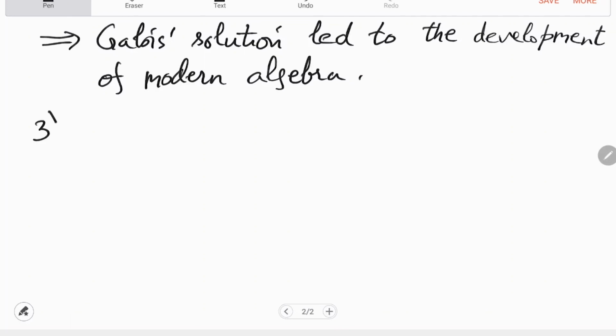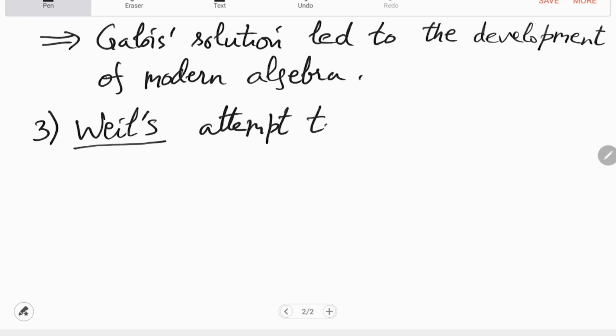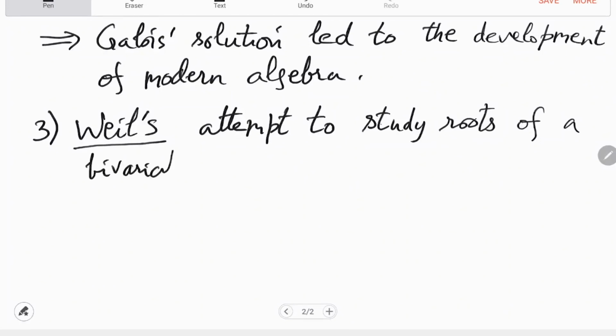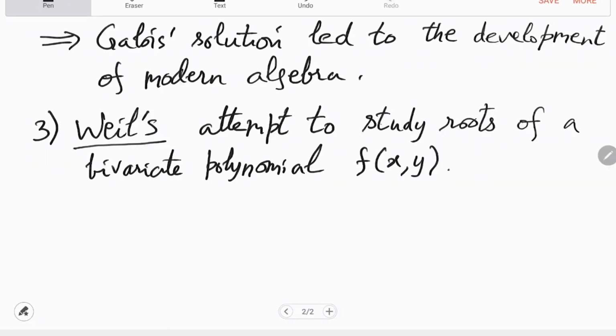Third example is even more abstract, or it leads to an even more abstract theory in math, which is Weil's attempt to study roots of a polynomial, now bivariate. And in general it can be multivariate, but let's start with bivariate. So a polynomial f with 2 variables x and y, okay, and over finite fields.